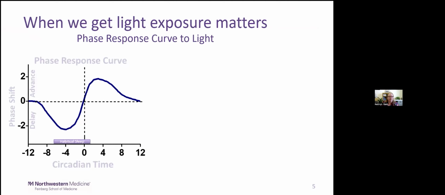And as Dr. Dibner mentioned, when we get light is very important. So this is an example of a phase response curve to light. When we get light in the evening, we tend to phase delay the clock or shift it later. When we get light in the morning, we tend to shift the clock earlier or phase advance it.